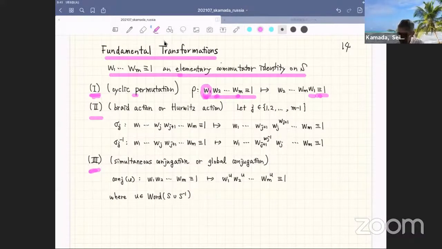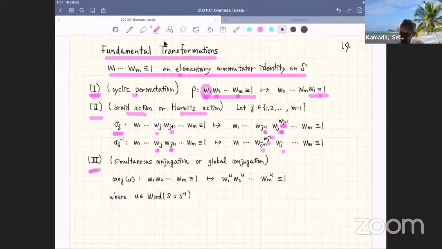This is cyclic permutation. And the braid action, or braid generator sigma j, acts like this. Wj and Wj plus 1 change position: Wj plus 1 and Wj. But Wj should be conjugated by Wj plus 1, or its inverse. Wj plus 1 is conjugated by Wj inverse in Wj. That is a braid action.